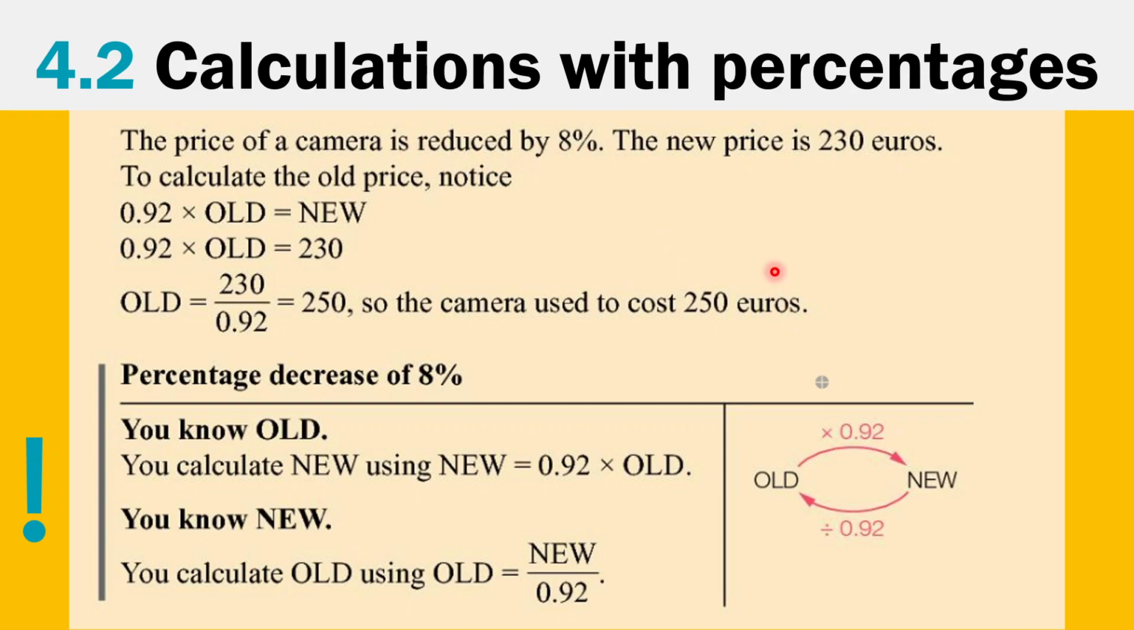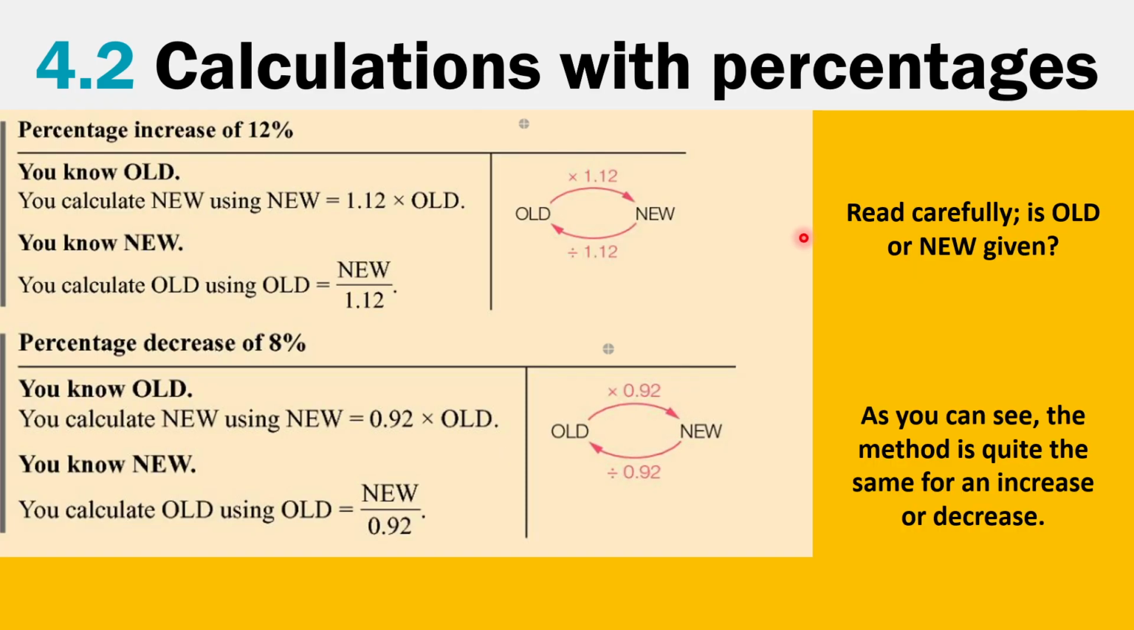And the same thing applies for deduction. If I reduce my price, you can still use a multiplication factor times old is new. Now my multiplication factor is smaller than 1. Use the balance method, divide 230 by 0.92, and you find 250. Okay? So if you get questions like this, read carefully. Is old or new given? And as you can see, the method is quite the same for an increase or a decrease.